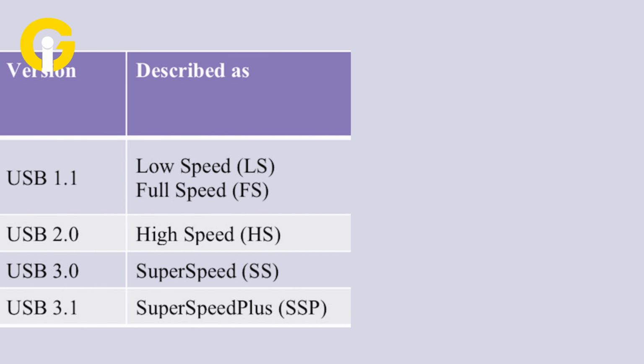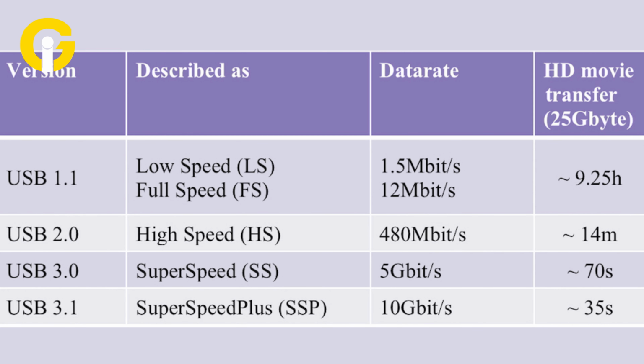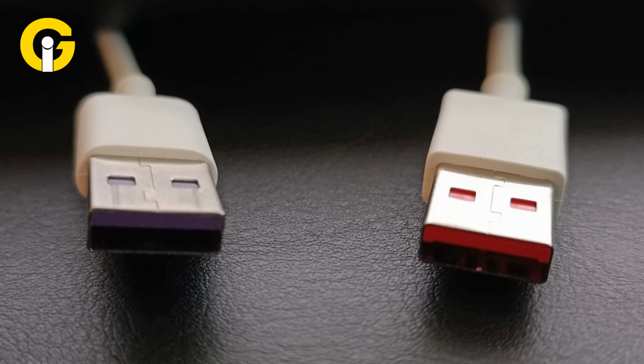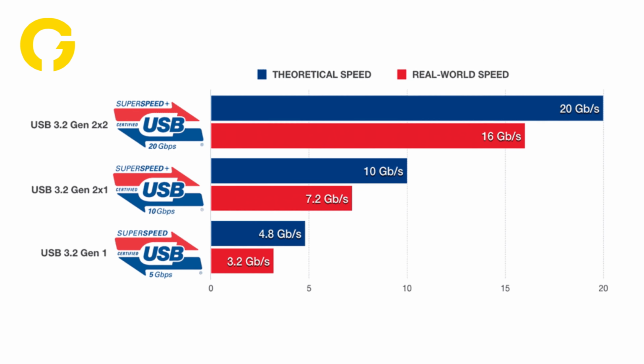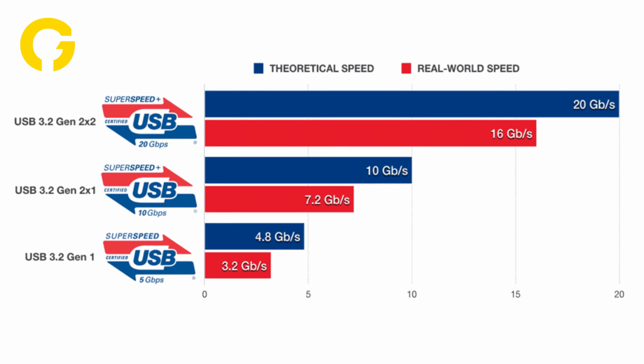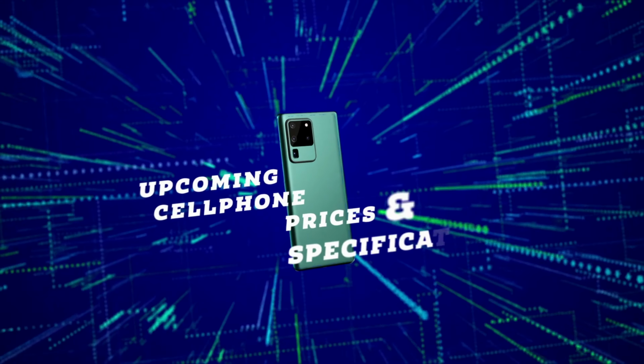The USB 1.0, USB 2.0, and USB 3.0 standards of USB-A deliver data transfer speeds up to 12 Mbps, 480 Mbps, and 10 Gbps respectively.